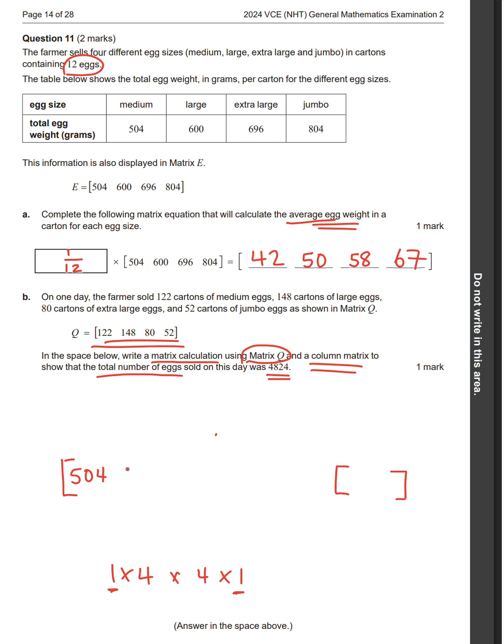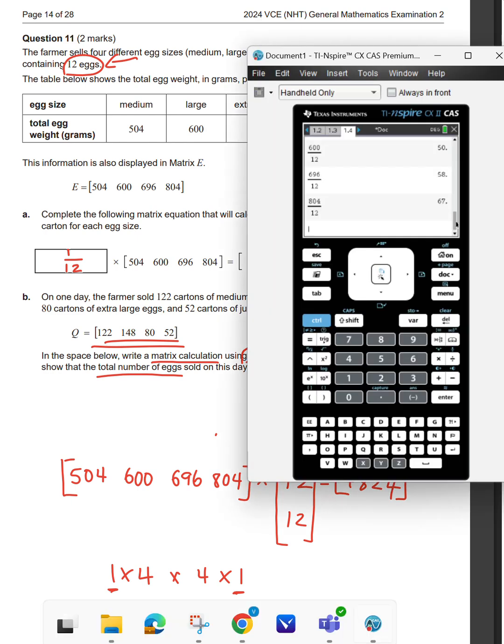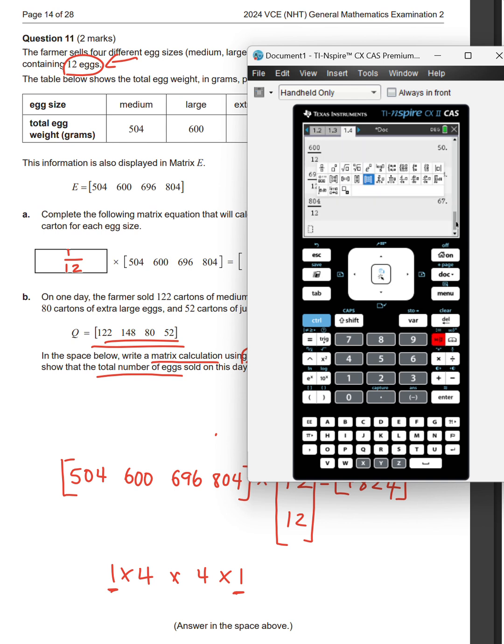So 504, 600, 696, and 804. We want to times it by, now we want the total number of eggs. So each carton has 12 eggs. So we want to do 504 times 12, 600 times 12, 696 times 12, 804 times 12. So we want to multiply all of these by 12. And that answer there is going to give us 4824. Now we're told that, but we just want to check to make sure that we are correct there.